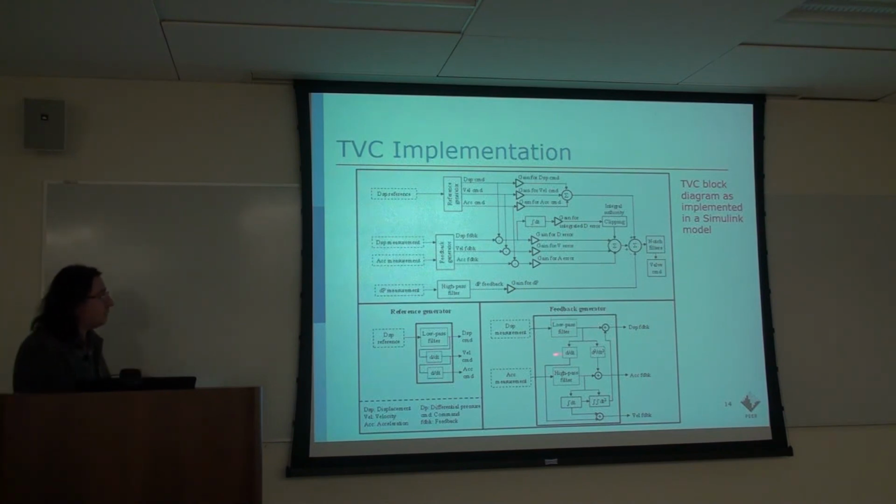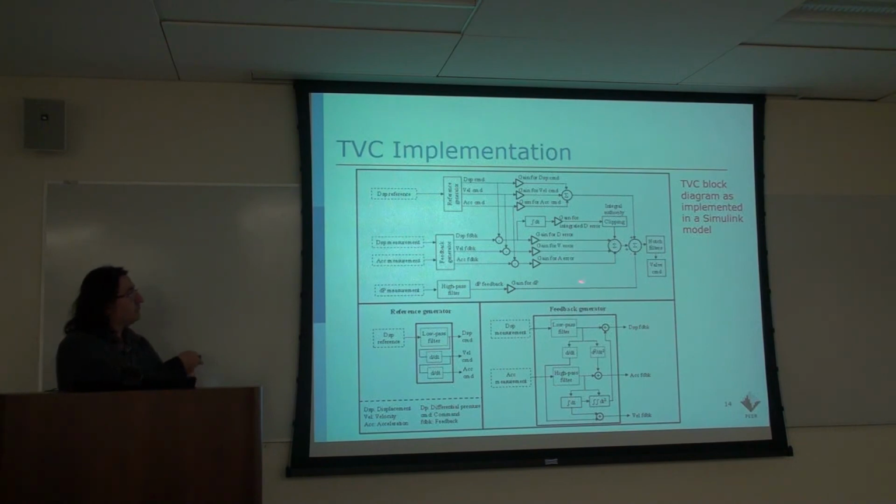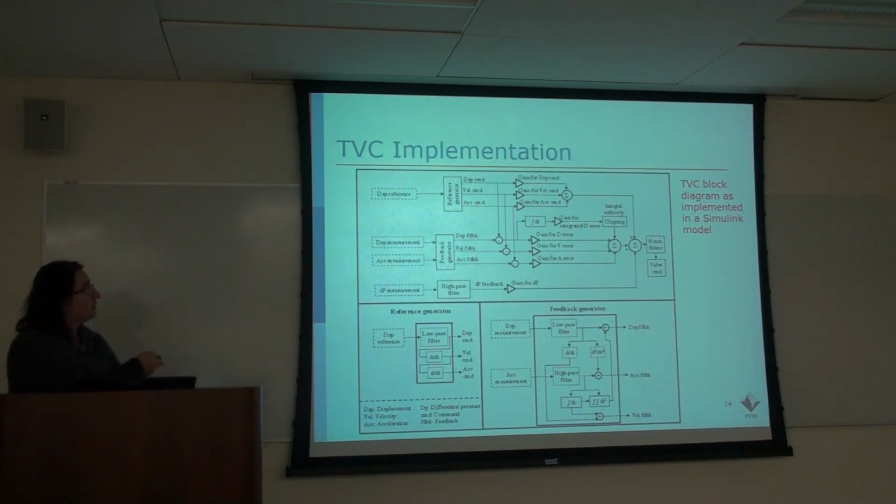And for the feedback, we use the displacement measurement of the actuator and an accelerometer measurement to obtain the displacement feedback, acceleration feedback, and the velocity feedback. And through these we get the errors, and the gains are applied on these errors plus the command values.